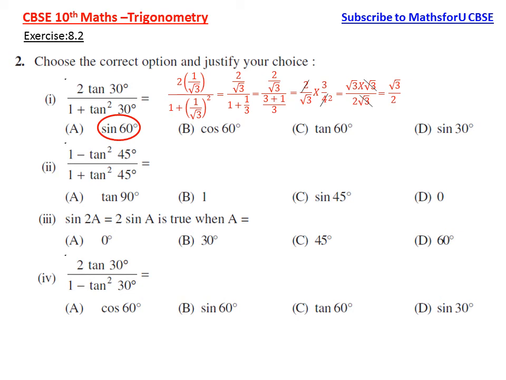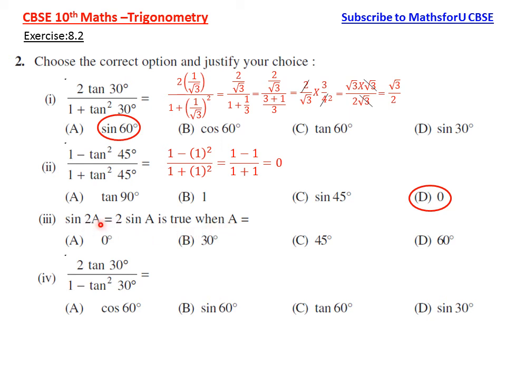And the second one, 1 minus tan square 45 by 1 plus tan square 45, which means 1 minus 1 square by 1 plus 1 square, which means 1 minus 1 by 1 plus 1, that is equal to 0. So here tan 90 is not 0, here it is 1, sin 45 is also not 0, but the answer is 0. Now we need to find out what is the value of A. This is true. Then what is the value of A?